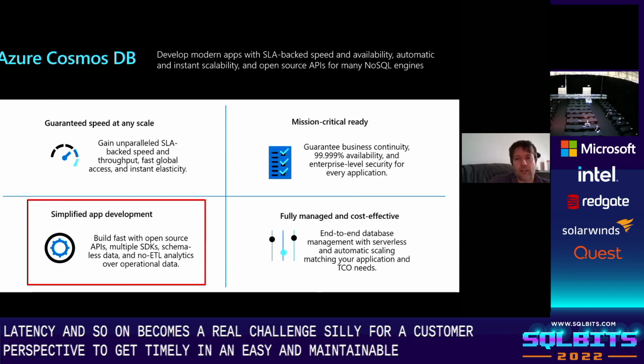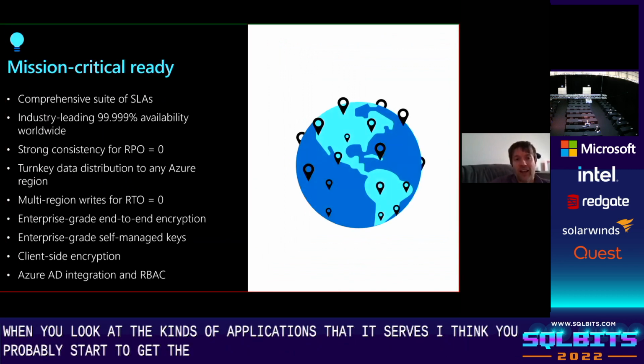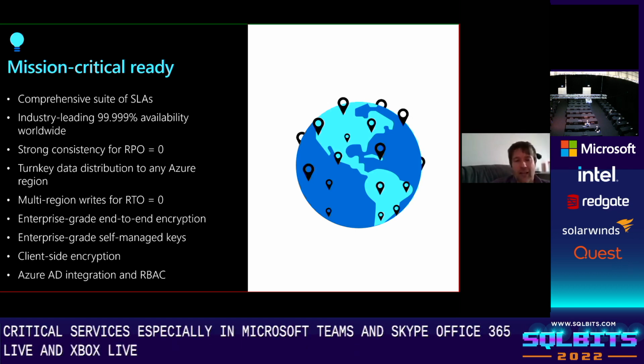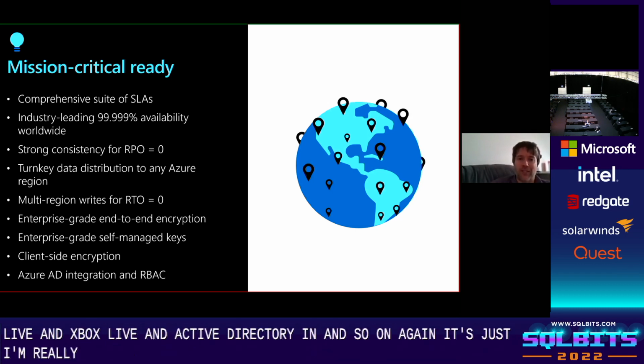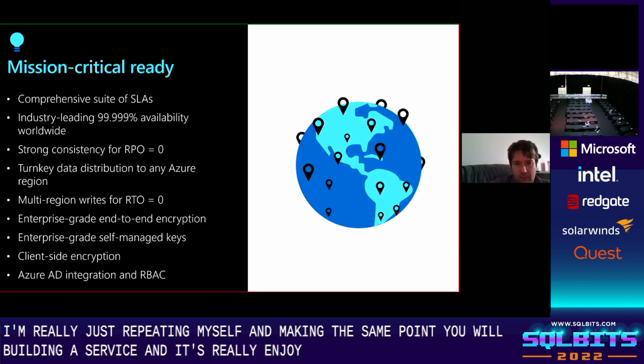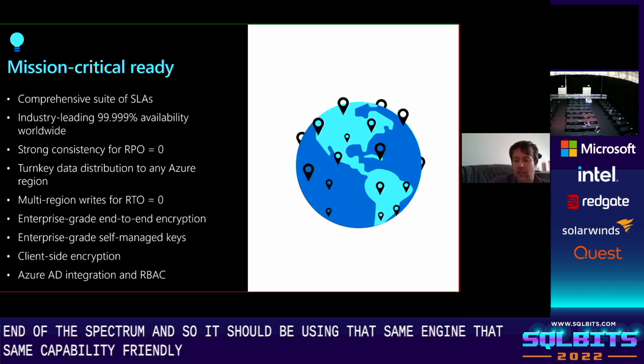And then when you look at the kinds of applications that it serves, I think you're probably starting to get the point now. It's really serving a lot of mission critical services, especially in Microsoft Teams and Skype and Office 365 Live and Xbox Live and Active Directory and so on. I'm really just repeating myself and making the same point. We're building a service that's tilting very far in one end of a spectrum, and so using that same engine for analytics is always going to be a bit of a challenge.